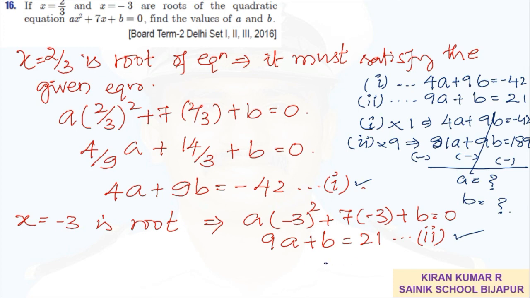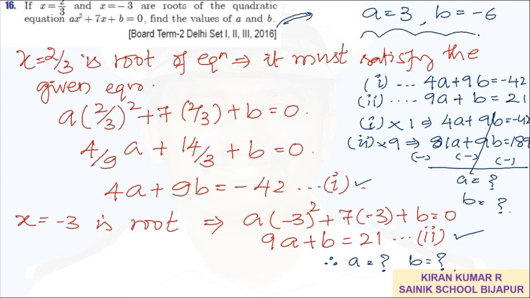Find the value of a and b using these two equations. This will be a small work for you. Let me give you the answer also. A value will be 3, b value will be negative 6. Just try finding the a and b values. You have to get this. I am telling you to follow the method of elimination. It's left to you. You can follow any of the methods.